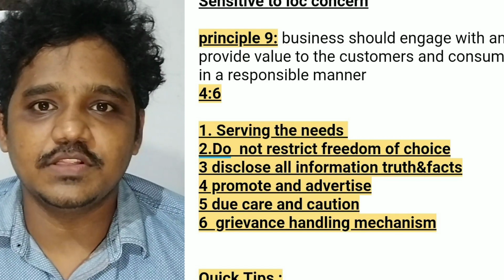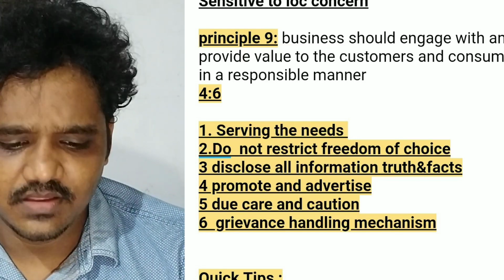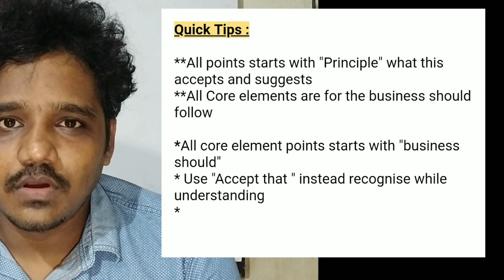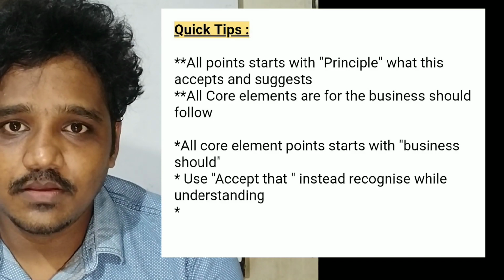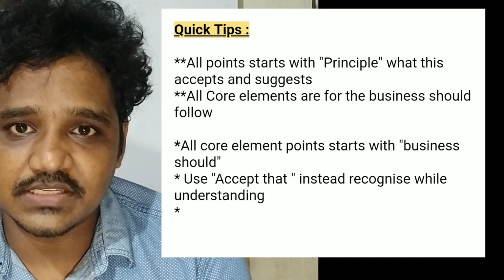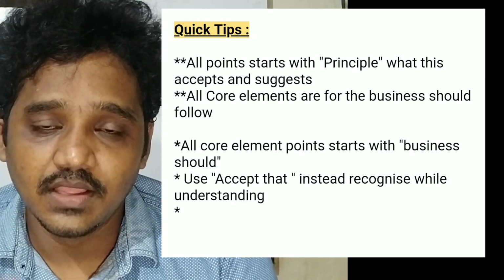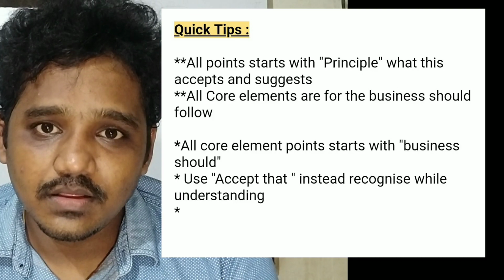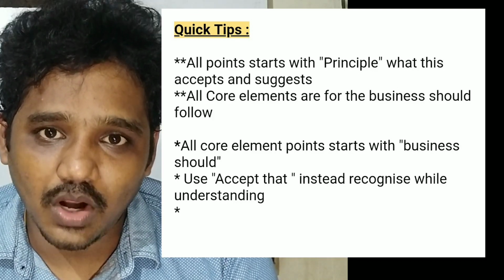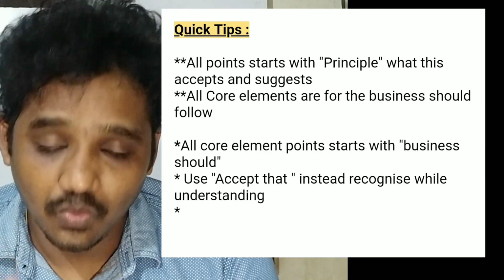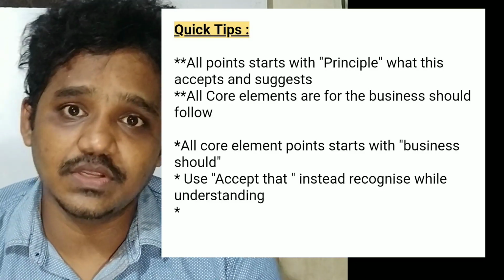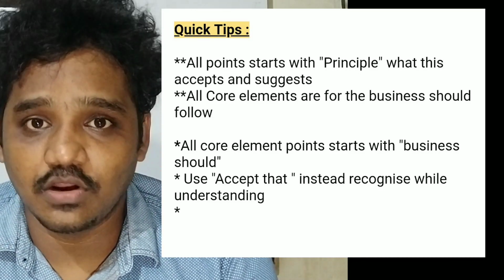Those are the 9 principles of the national voluntary guidelines. So, some quick tips. Like I said previously, all the points fall into 2 categories. One is principle and the other one is core element. Core elements are for the business. Principles suggest what each principle conveys, what each principle assumes, what each principle acknowledges.